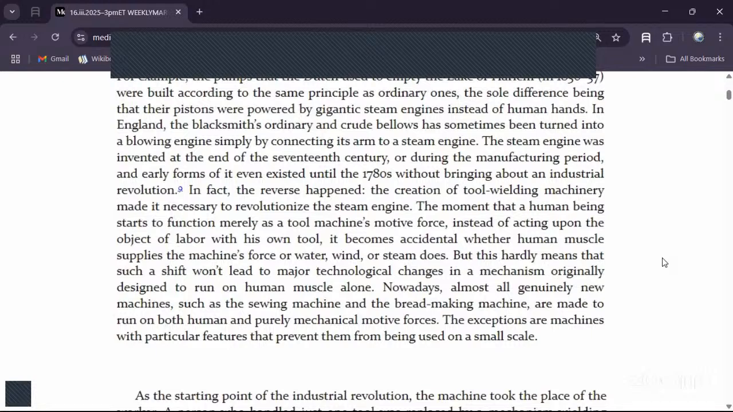The moment that a human being starts to function merely as a tool machine's motive force instead of acting upon the object of labor with his own tool, it becomes accidental whether human muscle supplies the machine's force or water, wind, or steam does. But this hardly means that such a shift won't lead to major technological changes in a mechanism originally designed to run on human muscle alone. Nowadays, almost all genuinely new machines, such as the sewing machine and the bread-making machine, are made to run on both human and purely mechanical motive forces. The exceptions are machines with particular features that prevent them from being used on a small scale.